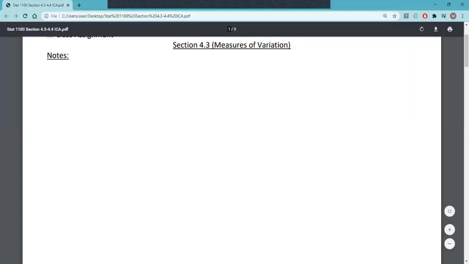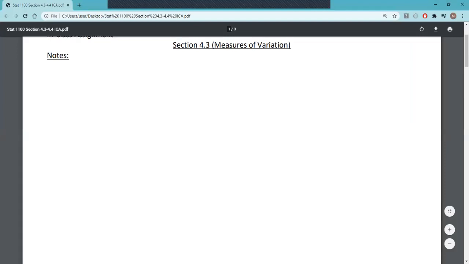Let's go ahead and move on to section 4.3. So in section 4.3, we're talking about measures of variation. And remember that variation measures the spread of the data. So it's letting us know how far away from the center the data all lies. And there's a couple different ways that we can measure variation.